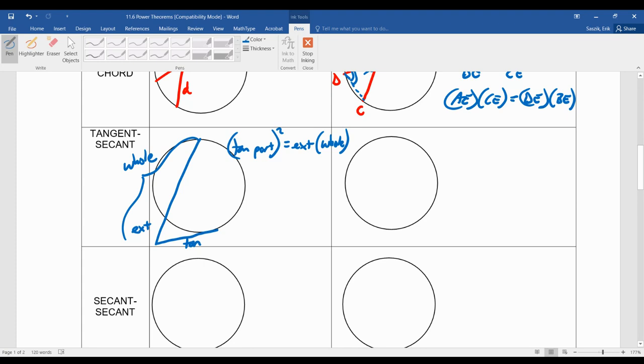So I need you to remember, it's not external times internal. That's an easy mistake to make for people who go too fast. It's tangent part squared equals external times the whole. And we will prove it. This one's a little bit harder.